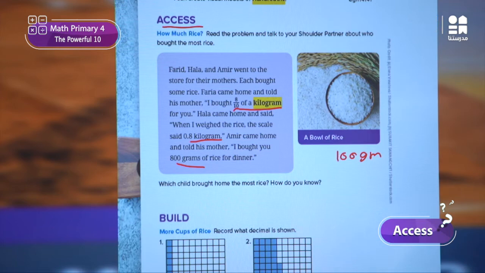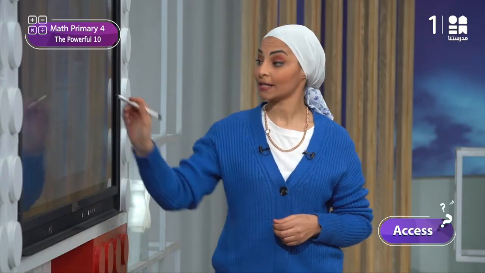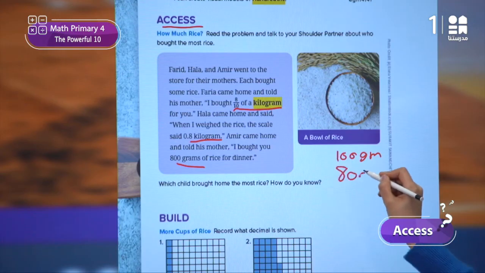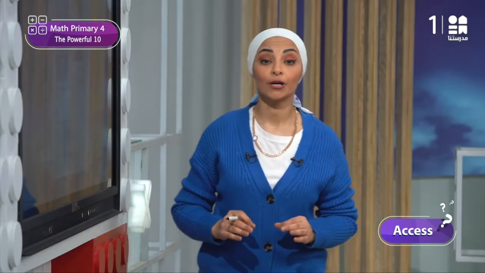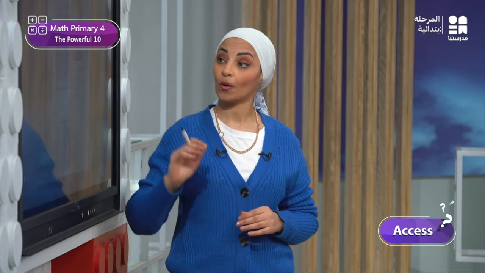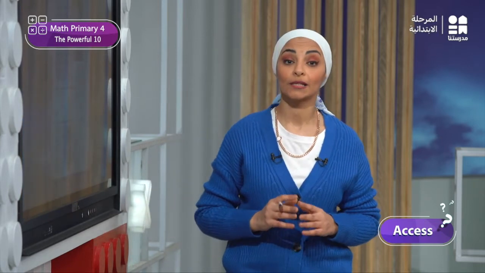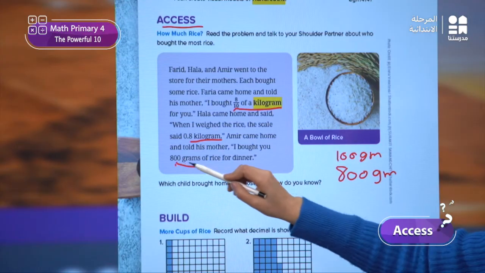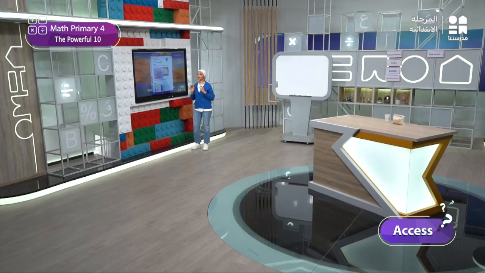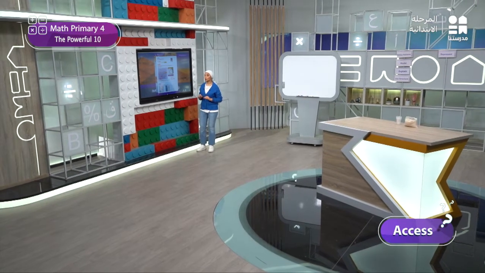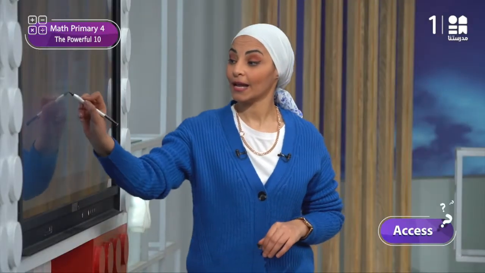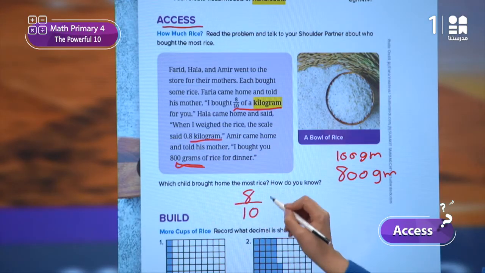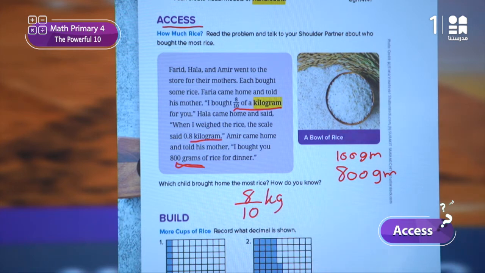So, the 8 cups will have how many grams? Excellent! The 8 cups will have 800 grams, right? And that's the number Amir said he bought, 800 grams, like you see here. It is the same amount as 8 cups when we write them as a fraction, which will be 8 over 10 kilograms, right? And this is the fraction that Farid said.